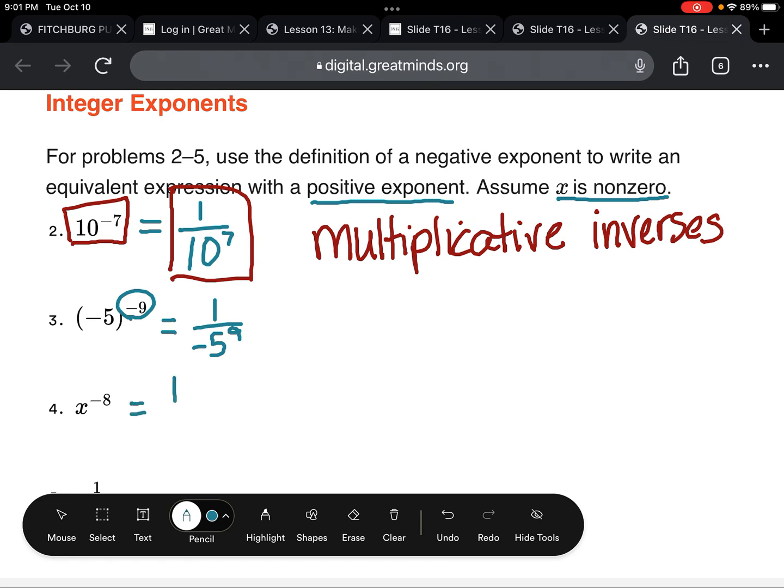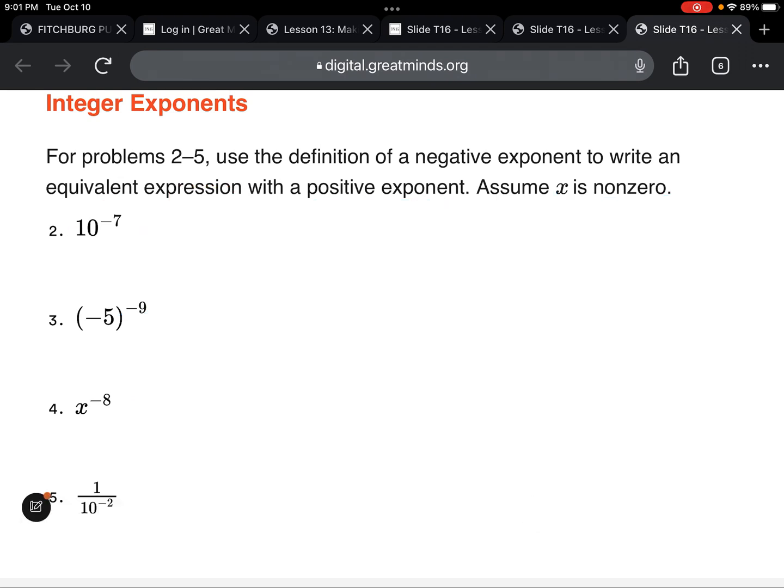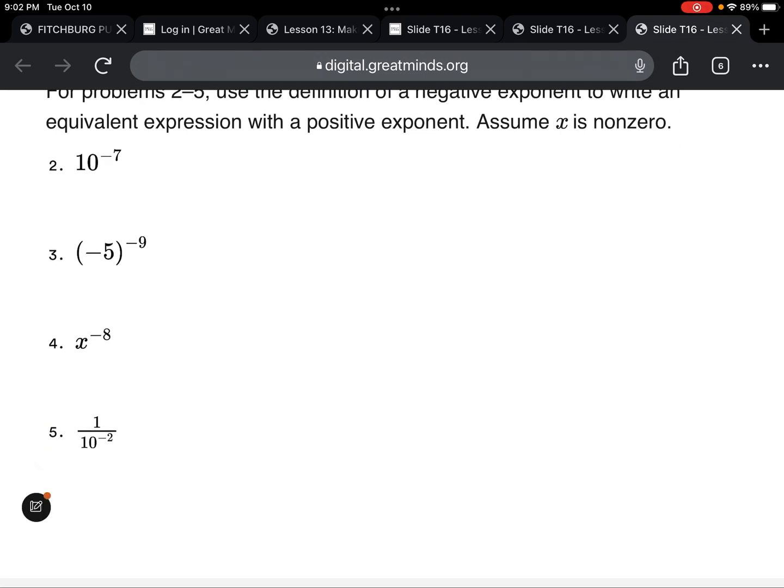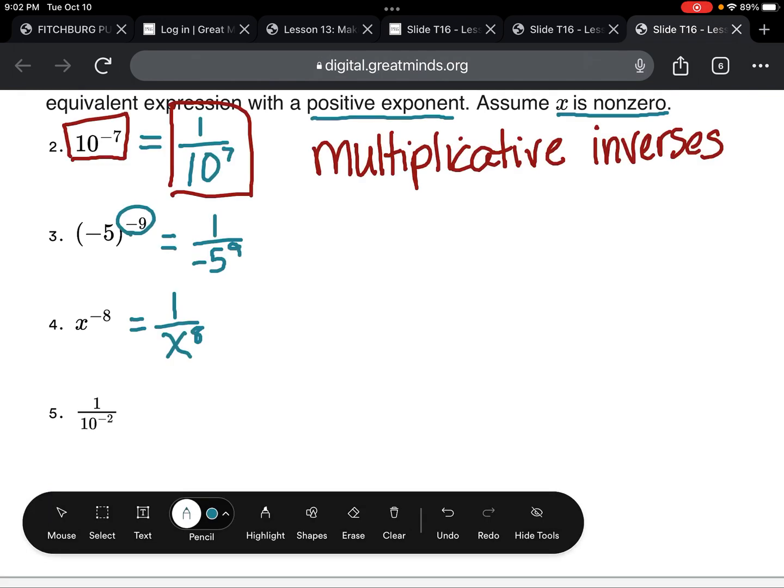Try this one. Maybe pause the video so I'm not giving it away. And then try number 5 on your own. Actually, no, number 5 is a little different, so I'll do that one. I just didn't know if I'd be able to scroll up so you could see it. All right, so this is a little bit different. Again, this has a negative exponent, but here we see that in the denominator. So this one is going to be equivalent to 10 to the power of 2, 10 squared.